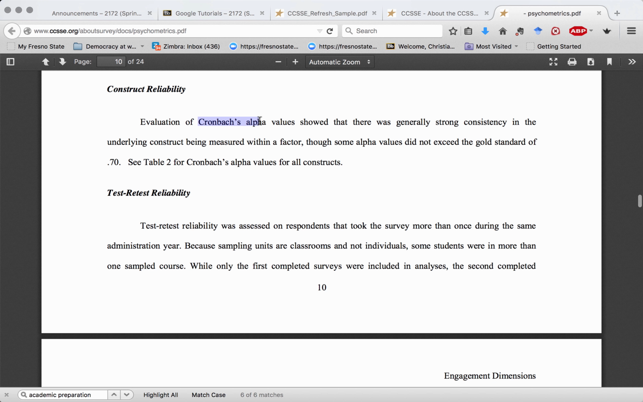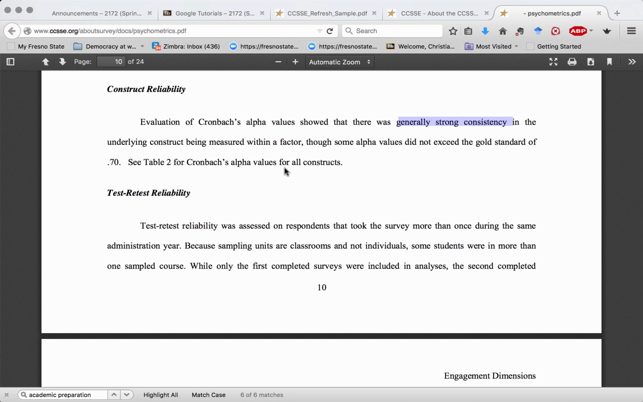Here, Cronbach's alpha, and then the gold standard rule of thumb is 0.70. Now, this is really interesting how they formulate it, right? They say evaluation of Cronbach's alpha showed that there was generally strong consistency in the underlying construct measured within a factor, right? Though some alpha values did not exceed the gold standard of 0.70.